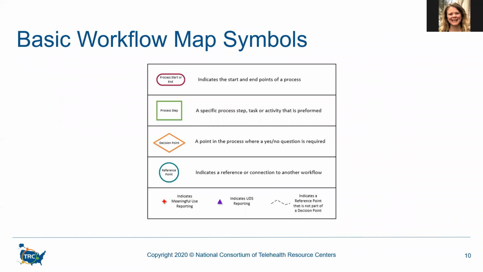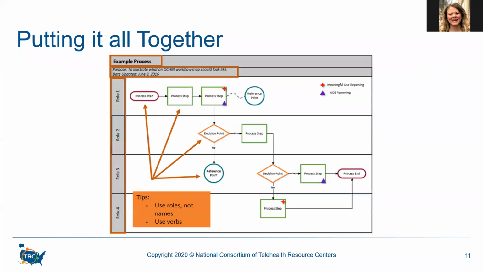At OCHIN, we like to use these basic symbols. There are lots of other symbols out there to map workflows. We have found that less is more. Let's keep it simple, clear, straightforward. So we've chosen to use these symbols here. We can see them laid out in this example.